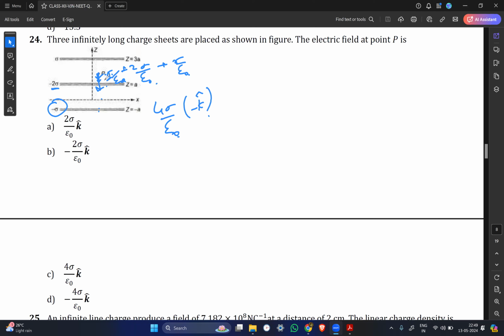So actually it is sigma by 2 epsilon naught. So it is 2 sigma by epsilon naught minus k. Then you go ahead to 25th.